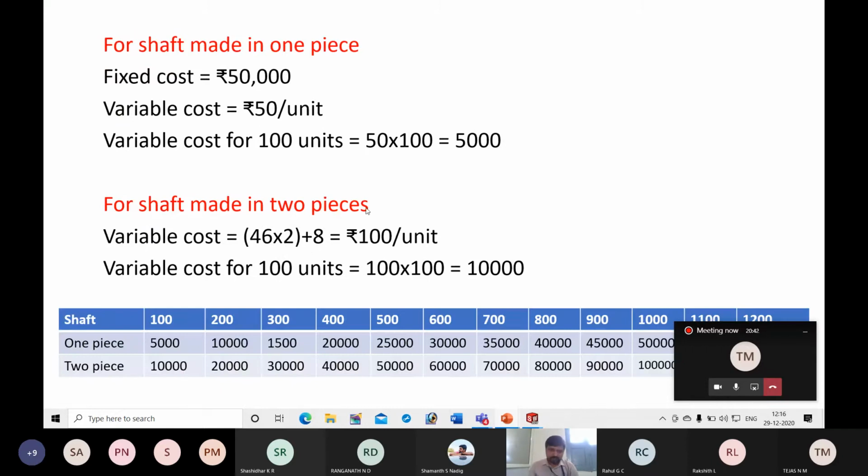Okay, so here consider two options for shaft made in one piece. For shaft made in one piece, you have to buy a special machine for machining, that costs 50,000. In the previous class we discussed two major components of cost. One is fixed cost, another is variable cost. Fixed cost is the investment on machines, investment on building. And generally fixed cost doesn't depend on the production volume.